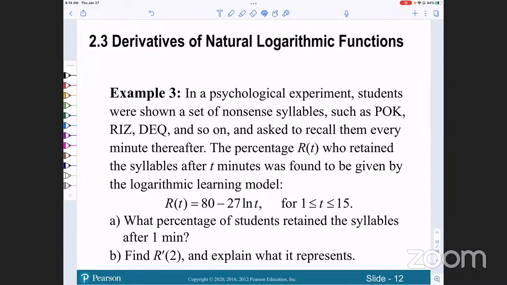What percentage of the students retain the syllables after 1 minute? And then find R prime of 2 and explain what it represents. So, retain the syllables after 1 minute. When t is 1, natural log of 1 is 0, right? So after 1 minute, the result is 80%. I just plugged in 1, natural log of 1 is 0. So this term goes to 0 and all the stuff is at 80. And then find R prime of 2.